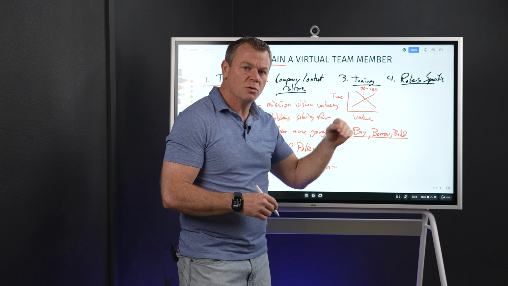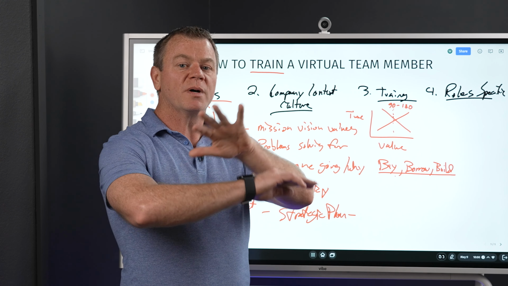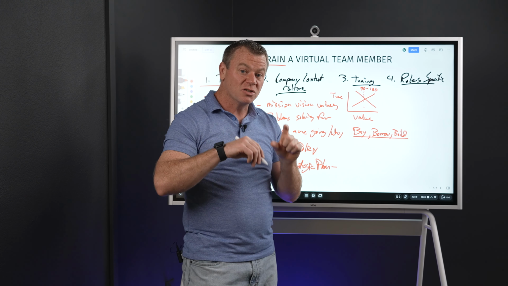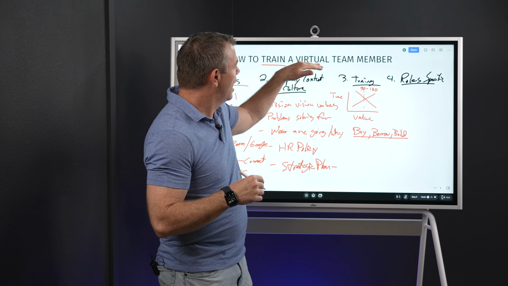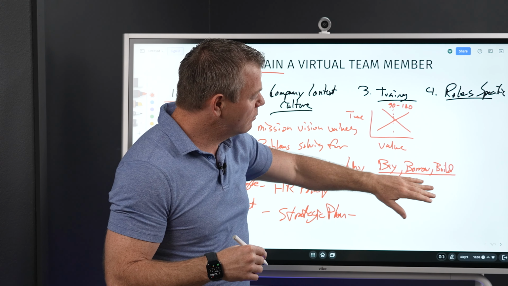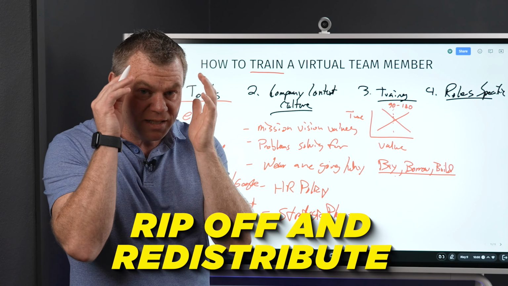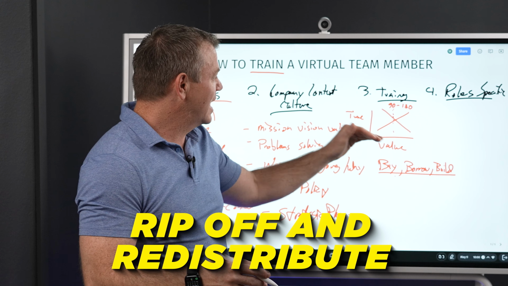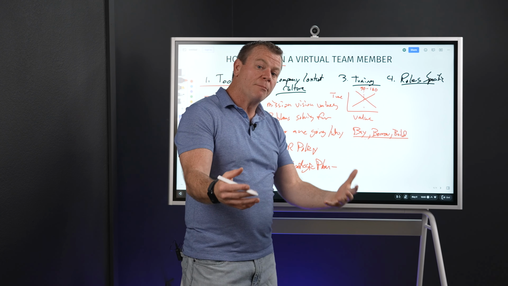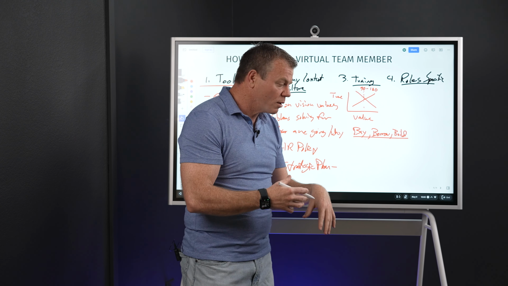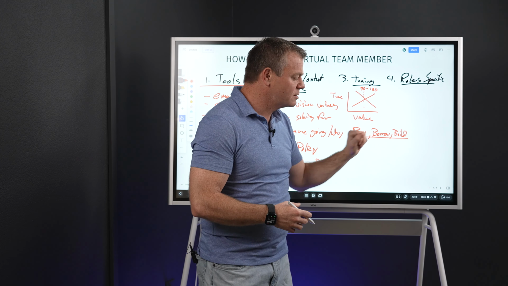The other thing you can do is borrow. So everybody has peers in their industry, and there's somebody who's ahead of you and has already hired a virtual team member. It's really important to see if you can R&D. R&D is rip off and redistribute. Take what they've done or they've implemented and borrow it and implement it for your business. Really big deal.